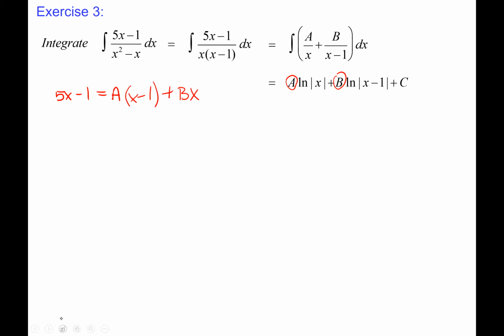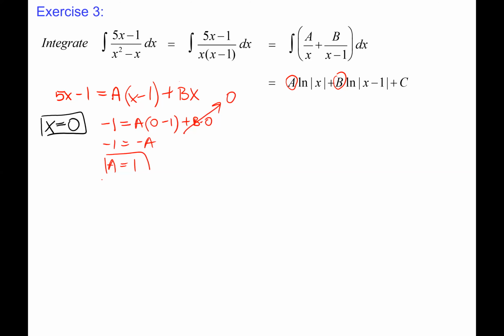Let's do it the same way. I will pick 0 for x and substitute it into the equation. 5 times 0 is 0, 0 minus 1 is negative 1. Then A times 0 minus 1, and B times 0 is gone. That means negative 1 equals negative A. Wow, really nice. A is 1.